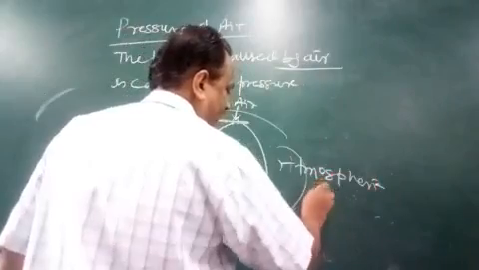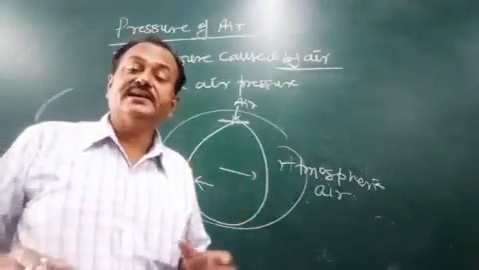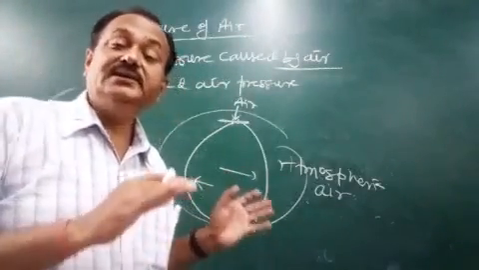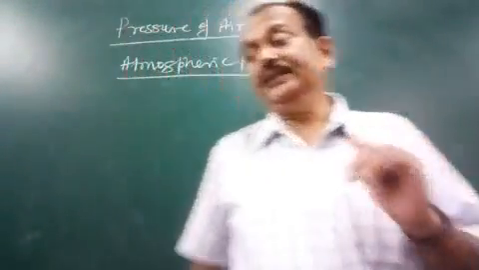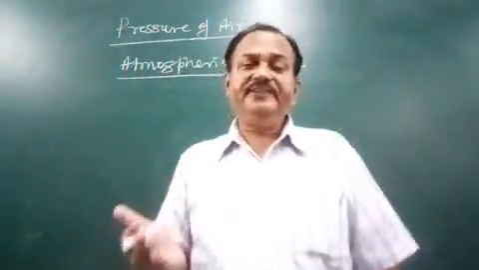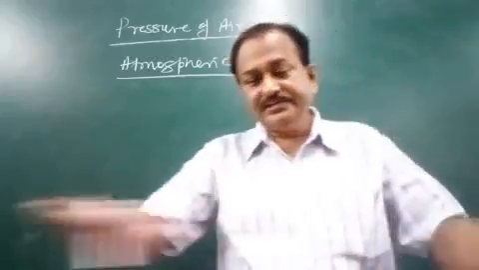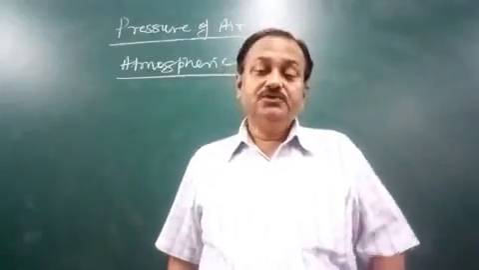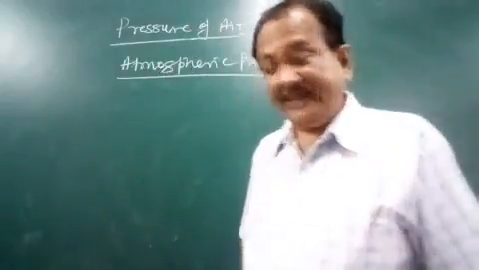There is the atmospheric air. So atmospheric air maintains its shape and size. We'll see about atmospheric pressure. Atmospheric pressure means simply the pressure of the atmosphere, at ground level. It is the pressure exerted by the atmosphere.